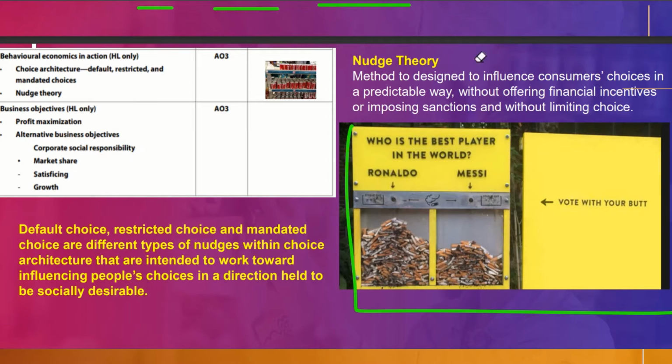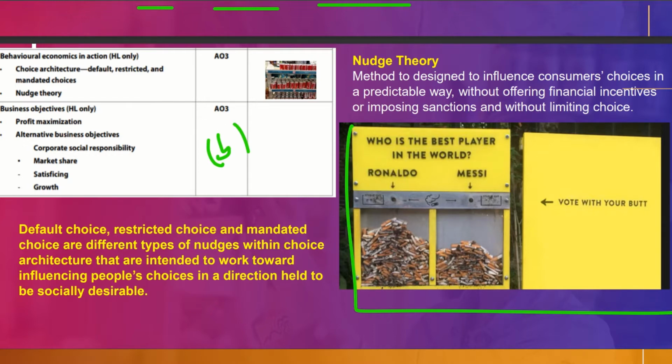So here you can expect a question in the Paper 1 Option B part. They can ask a question like, by using real world examples, evaluate the different business objectives of the firm. Like that you can expect a question.